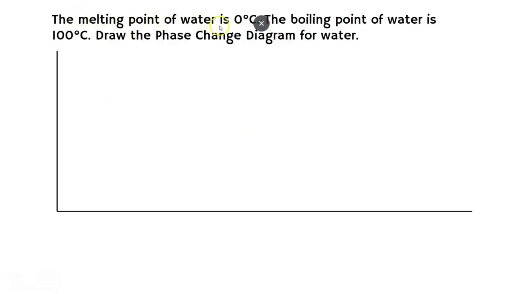The melting point of water is 0 degrees Celsius. The boiling point of water is 100 degrees Celsius. So we're going to draw the phase change diagram for water. First, you need to label your y and x axis. Your y-axis is going to be temperature. Your x-axis is going to be time.